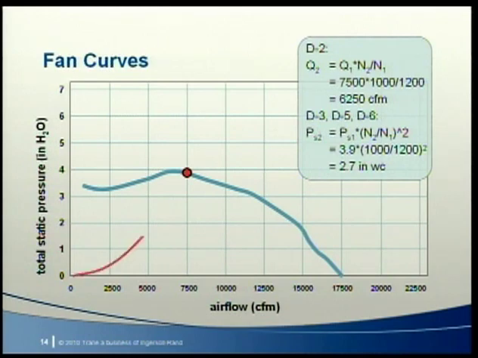At 1200 RPM, this fan delivers 7500 CFM at 3.9 inches static pressure. Using equation D2, we find that it delivers 6250 CFM at 1000 RPM. And using equations D3, D5, and D6, we find that the fan requires 2.7 inches static pressure. These new values for airflow and pressure define one point on the 1000 RPM curve. Repeating these calculations for each test point results in a complete fan curve at a new speed. Similarly, new curves for brake horsepower can be developed.